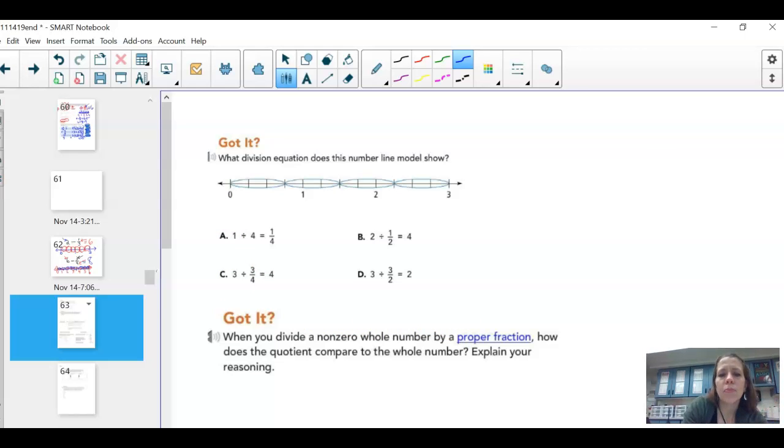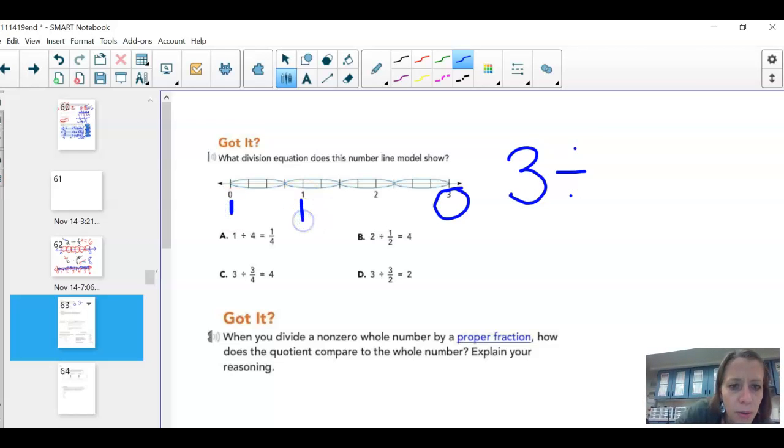If your first step was to circle your last number, that's correct. Then divided. Now I have to look, and this is the tricky part. I look between entre 0 y 1. I look in between, and I count the spaces. 1, 2, 3, 4. There are 4 spaces.